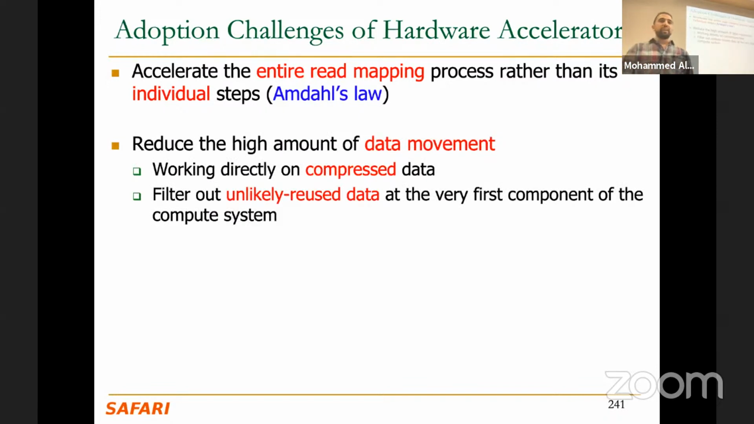Reduce the high amount of data movement. If you provide an FPGA chip for that or a GPU, you are not solving the issue with the data movement. You need to really find a solution, such as working with the data or the algorithm to compress the data such that you can move the data at higher throughput.